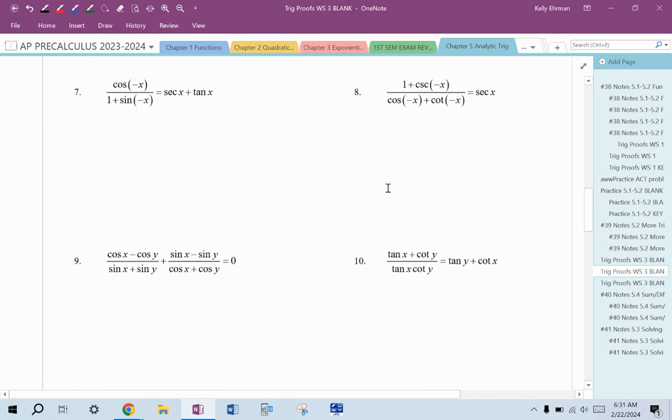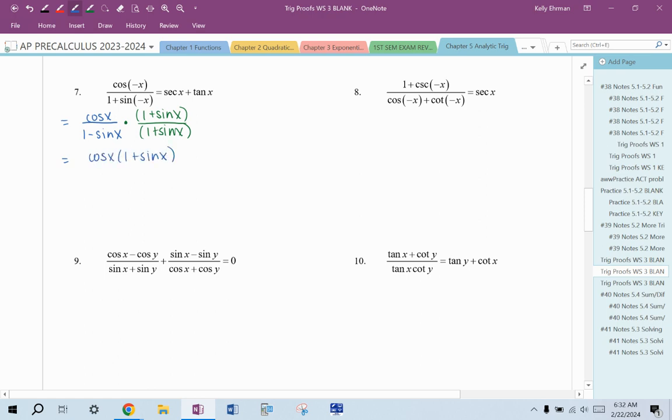On to number 7. Let's get rid of these negative angles over here. So this becomes cosine x over 1 minus sine x. We've had this problem a few times now. This particular one might even be without the negative angles. It might be in our notes packet. But what we do when we get a fraction that's already in terms of sine and cosine and it's not a complex fraction, we multiply by the conjugate. Multiply by 1 plus sine x, top and bottom.